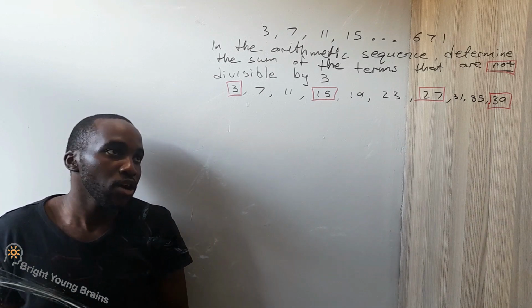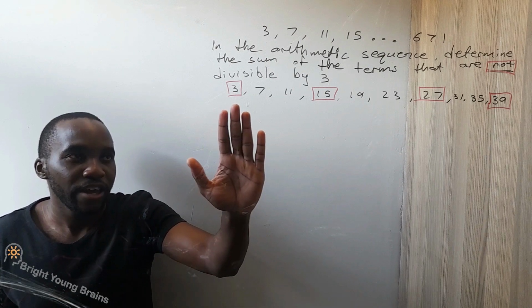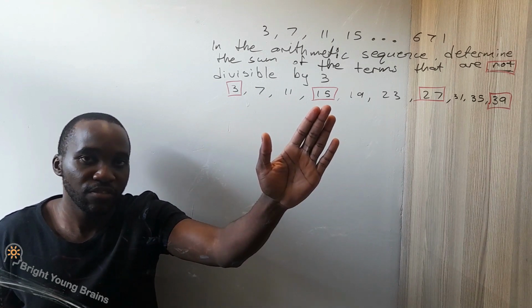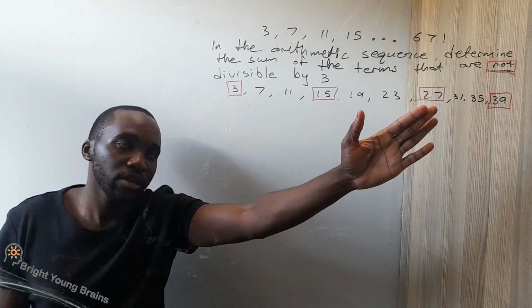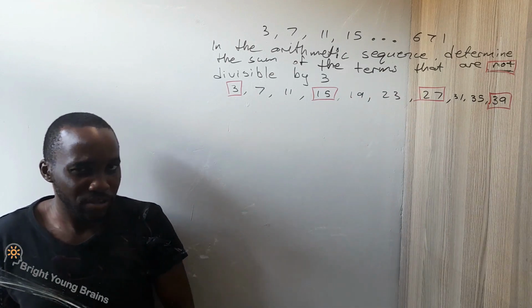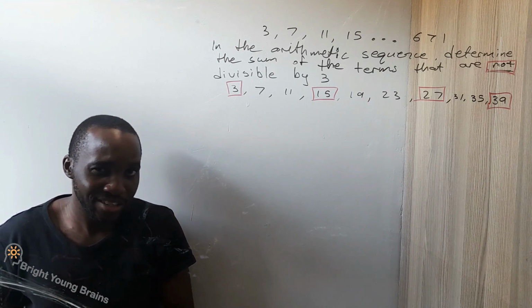by 3. Now, having just done this, what you need to see here is that after every 2 terms, you see, if you have one term, skip 2, something is divisible by 3. Skip 2, something is divisible by 3. Going on and on. So those are all the values that are divisible by 3. Now you want to add up all the ones that are not divisible by 3.